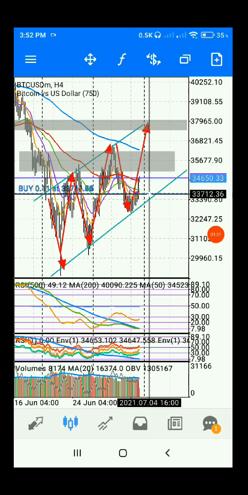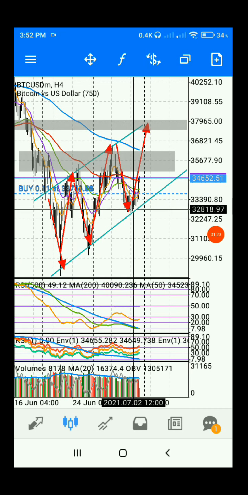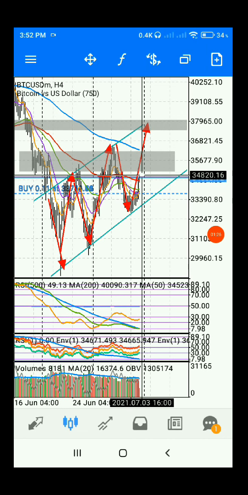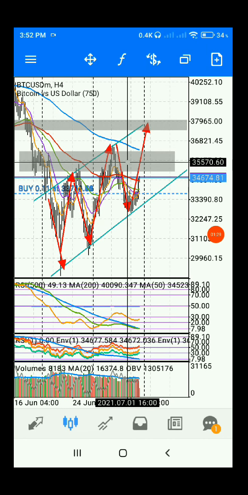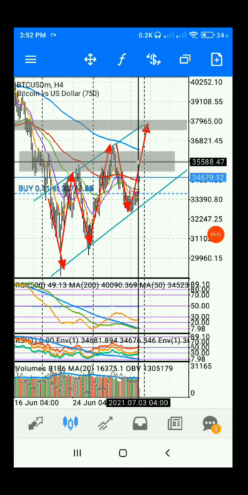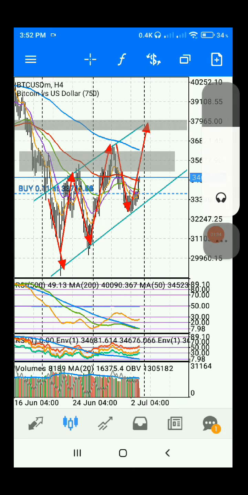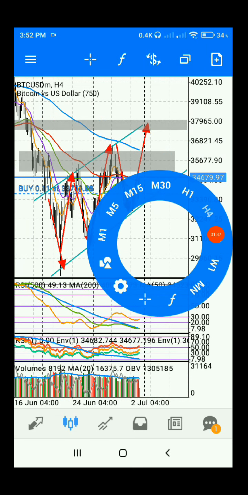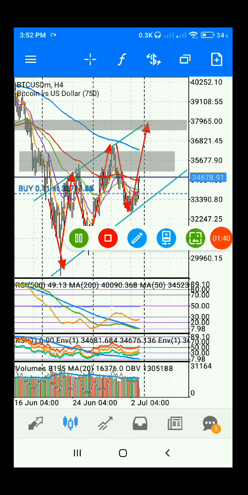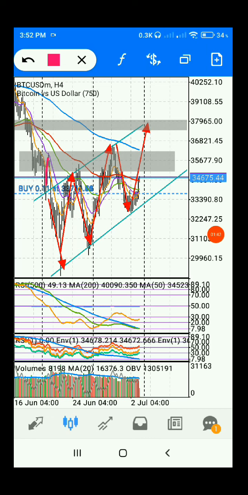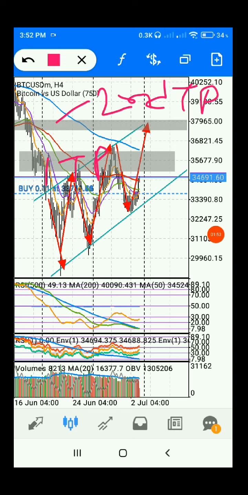As you can see here, I have taken entries. From here, price is now going upward and going to touch my first TP area. As I told you, this is the first TP, and this is the second TP. Okay, so you may take profit from the first TP area.